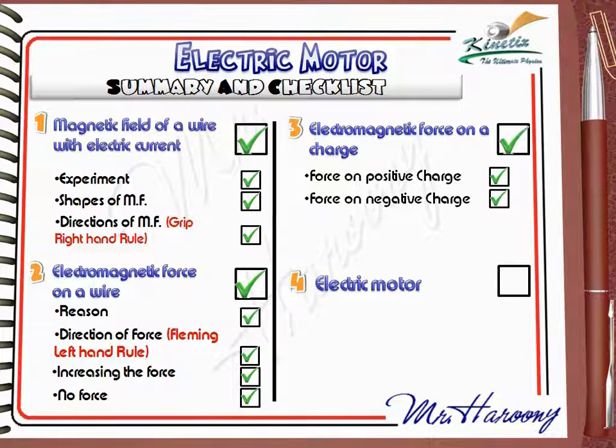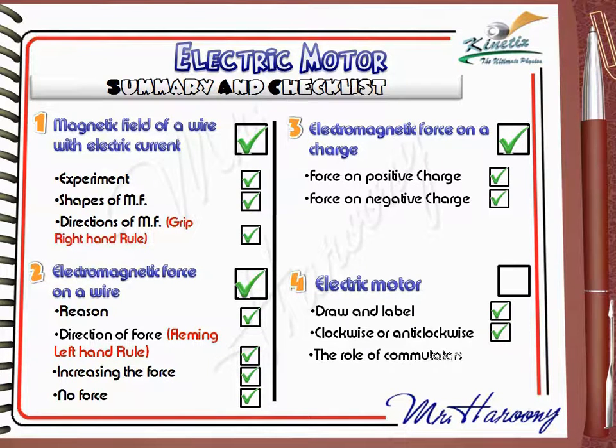The fourth part of the lesson is the electric motor. You must know how to draw and label a simple diagram for the electric motor. You also must know how to decide if the electric motor is rotating in a clockwise or anti-clockwise direction. You must explain the role of the commutator in reversing the current each half cycle. And finally, you must know the changes that can make the electric motor coil rotate faster. If you understand these 4 points, then you have understood the 4th part, the electric motor.